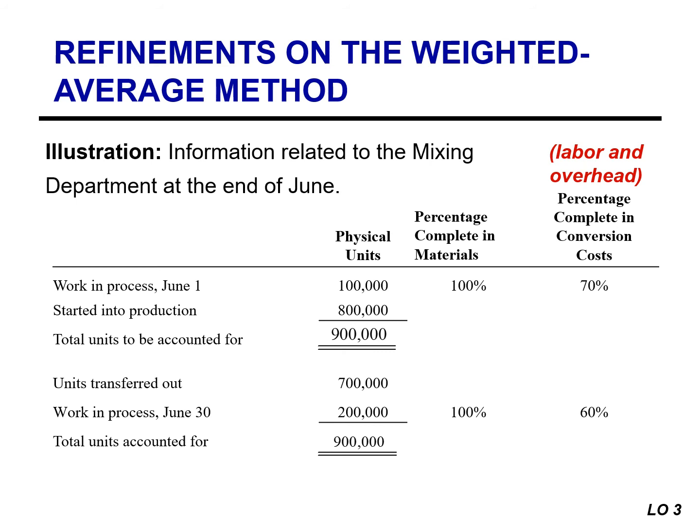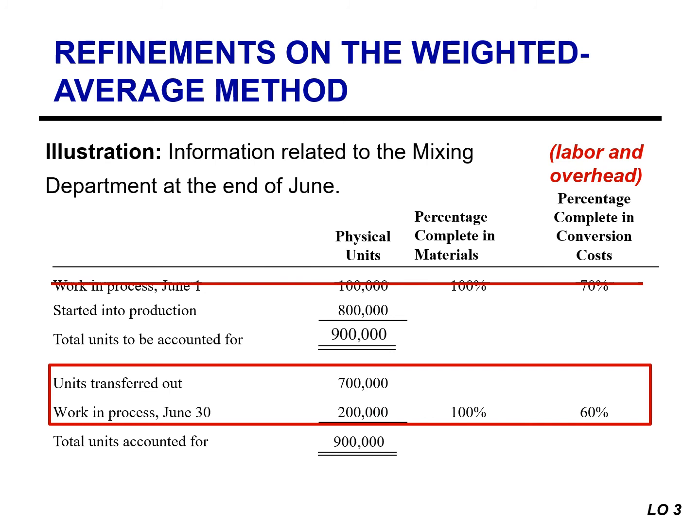Let's use the mixing department information to determine equivalent units. When calculating equivalent units, we ignore the beginning work in process inventory. Right? We're going to focus on what was transferred out and what remains in our ending work in process inventory. The units transferred out to the baking department are fully complete with respect to both materials and conversion cost. The ending work in process is fully complete as to materials, but only 60% complete as to conversion cost. We therefore need to make 2 equivalent unit calculations, one for the materials and another for the conversion costs.